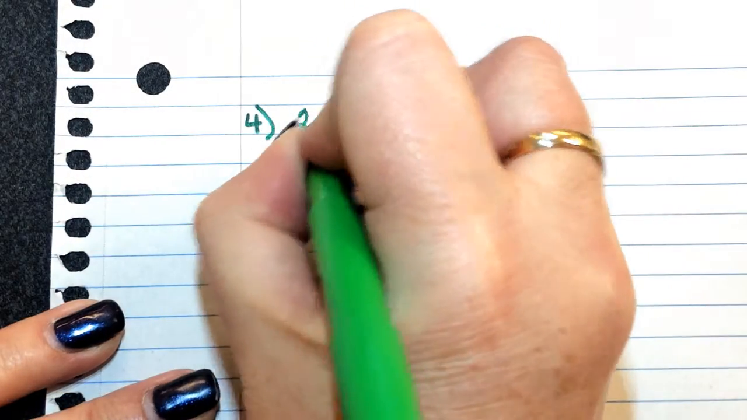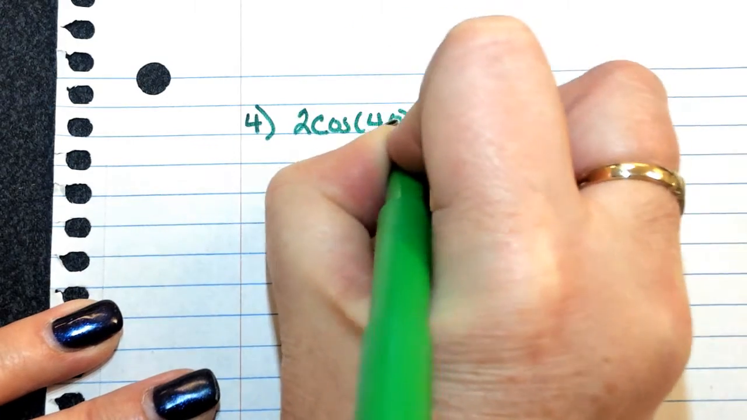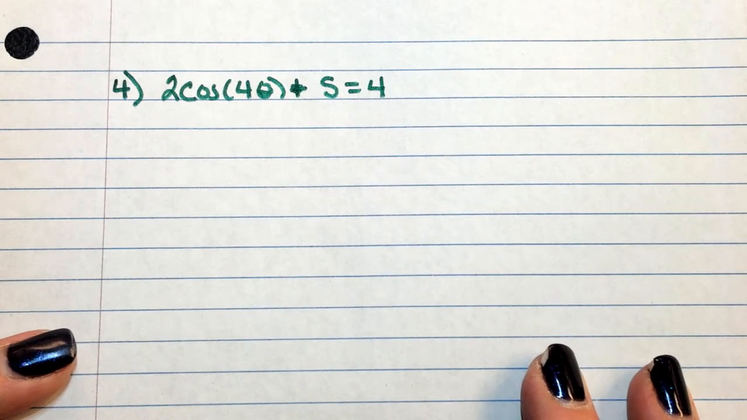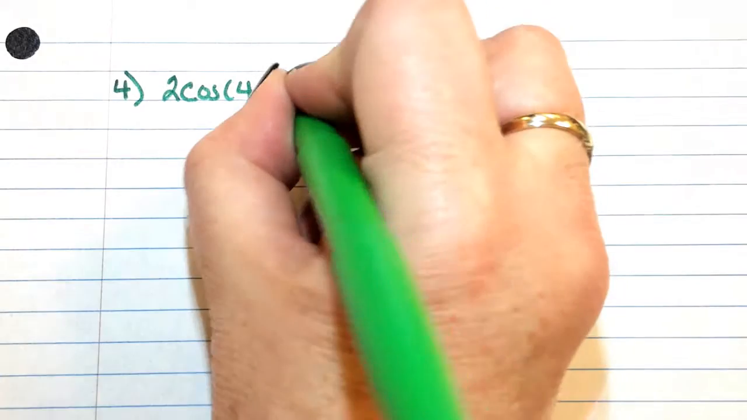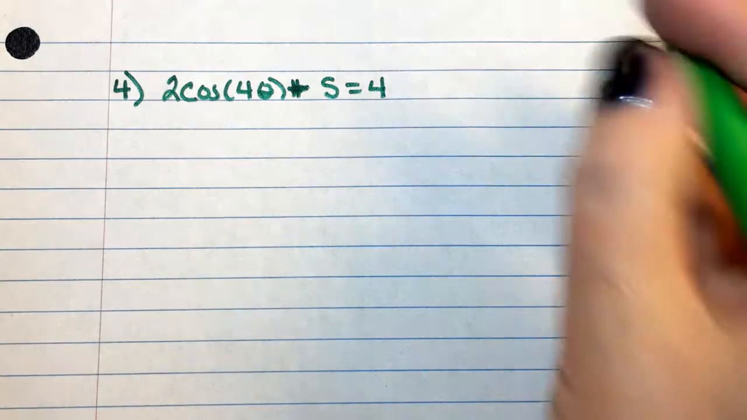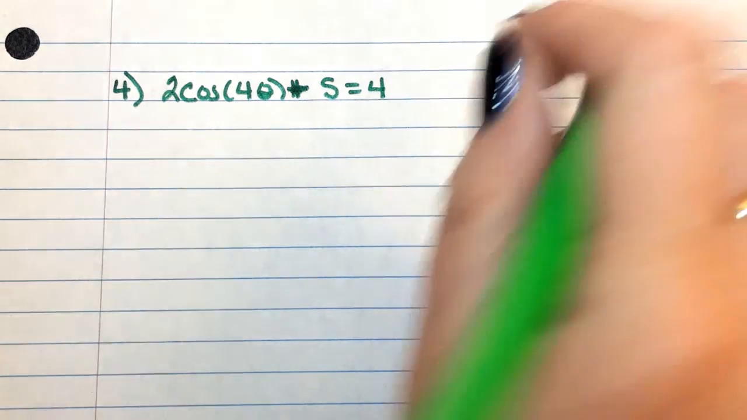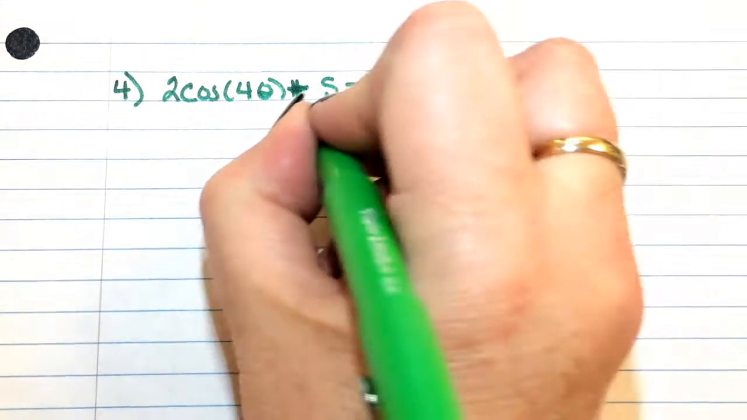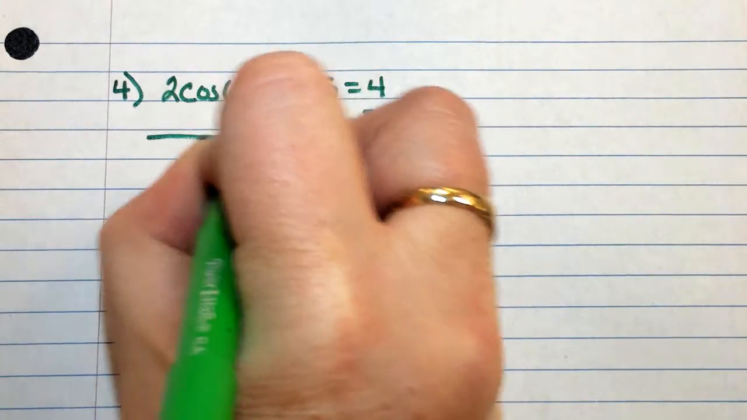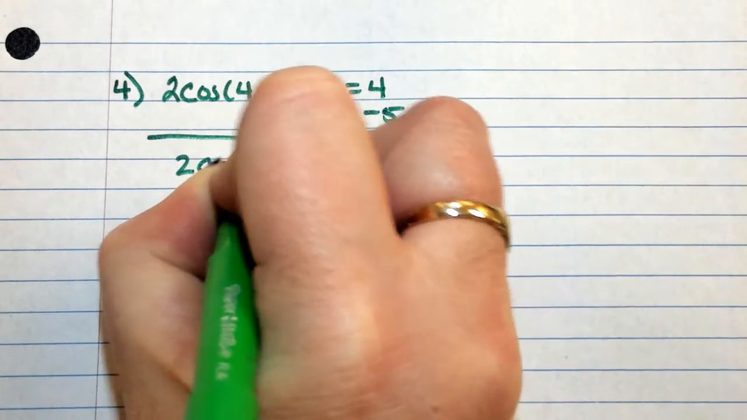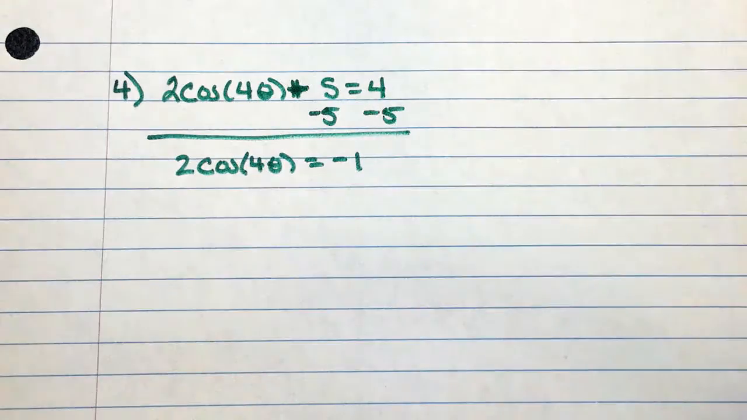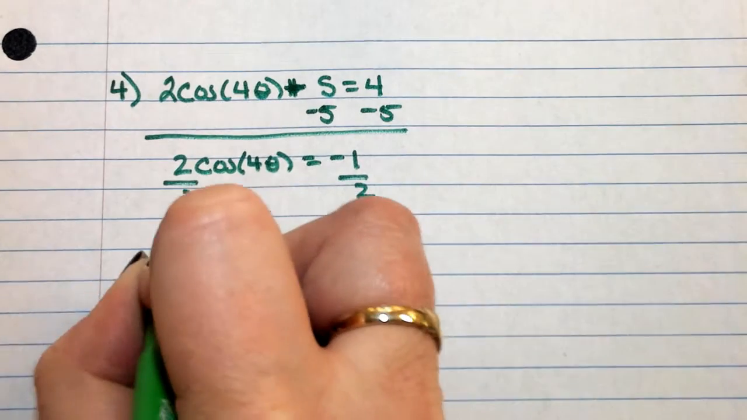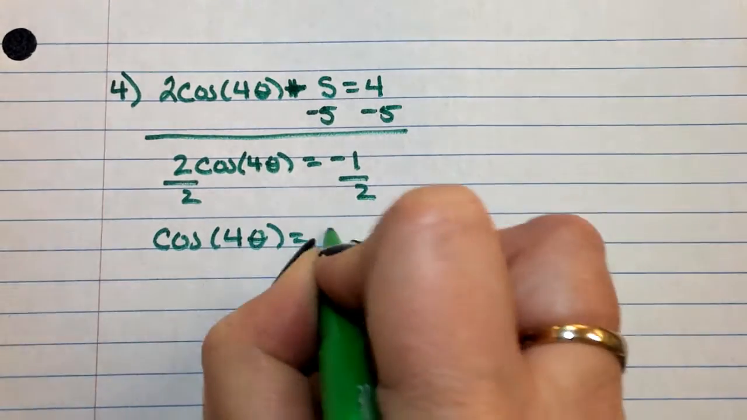So we have 2 times the cosine of 4 theta plus 5 is equal to 4. Again, let's start getting cosine by itself. What's going to be my first step? Subtract 5. So we have 2 cosine of 4 theta is equal to -1. Then what? Divide by 2. So cosine of 4 theta is equal to -1/2.